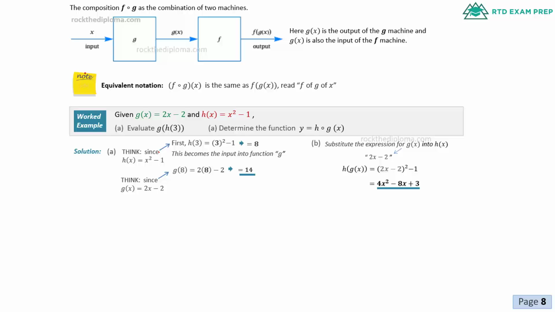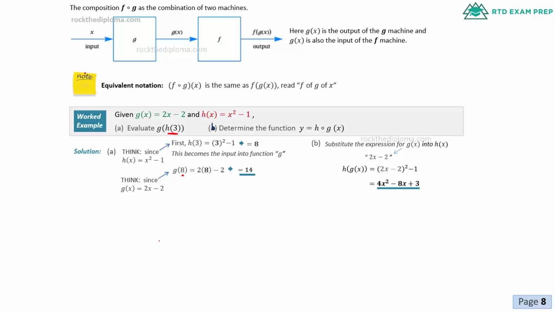Here we're told that g of x is equal to 2x minus 2 and that h of x is equal to x squared minus 1. In our first part, we'll evaluate g of h of 3. We're going to start with the inside, so we're going to evaluate h of 3 first. H of 3 would be 3 squared minus 1, which gives us an output value of 8. We would then take that output value and it would become the input value for g. So now we would ask, what is g of 8? Well, g of 8 is 2 times 8 minus 2, which is 14. So g of h of 3 is 14.